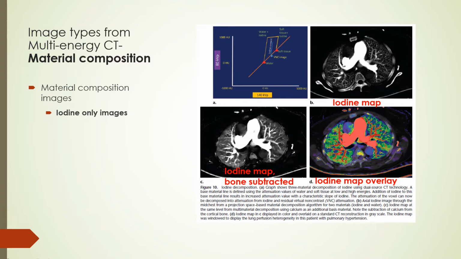The next type of image possible from multi-energy CT is a material composition image. One example of a material composition image is an iodine map. The top left graph shows a 3-material decomposition of iodine. Iodine maps are multi-energy images where pixels containing iodine are highlighted. They can be displayed as grayscale images that allow quantification or as color images on top of grayscale anatomic images.